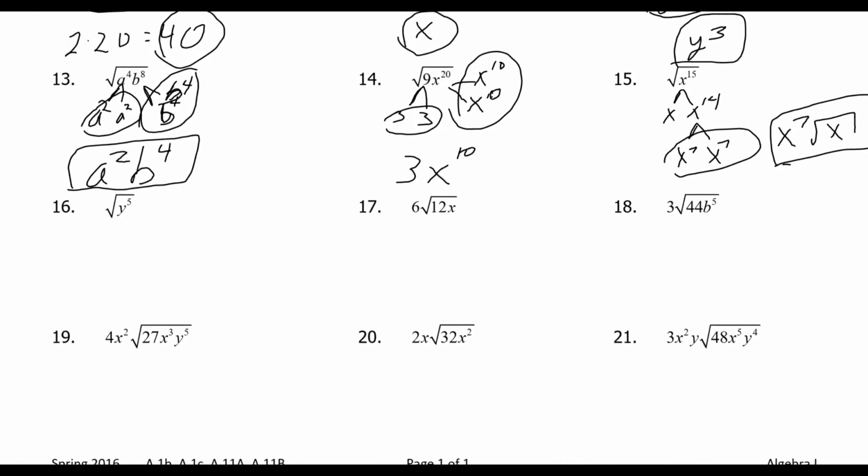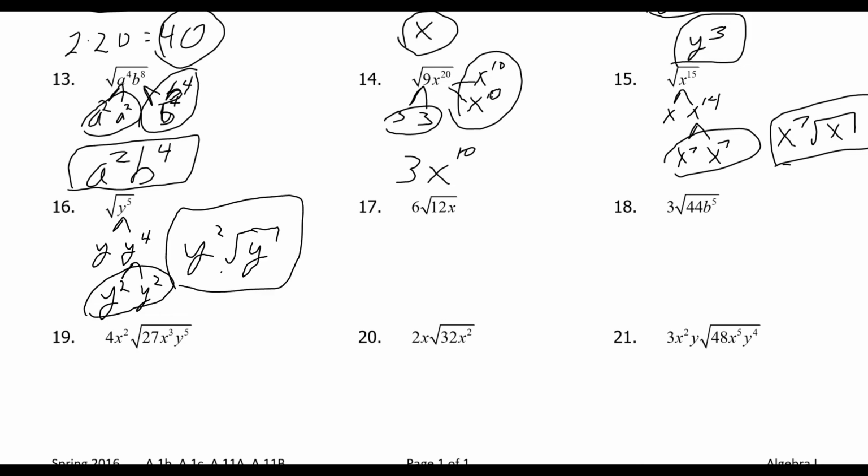Alright, now we can do the exact same thing for number 16. We go y on the root of y to the 4th. Break the y to the 4th apart into y squared and y squared. So that's y squared on the root of y. And there's that.